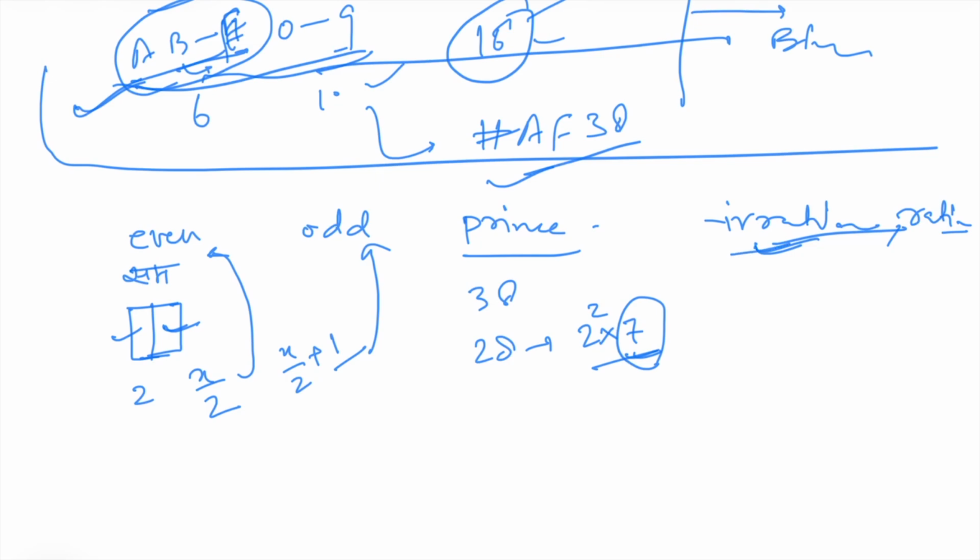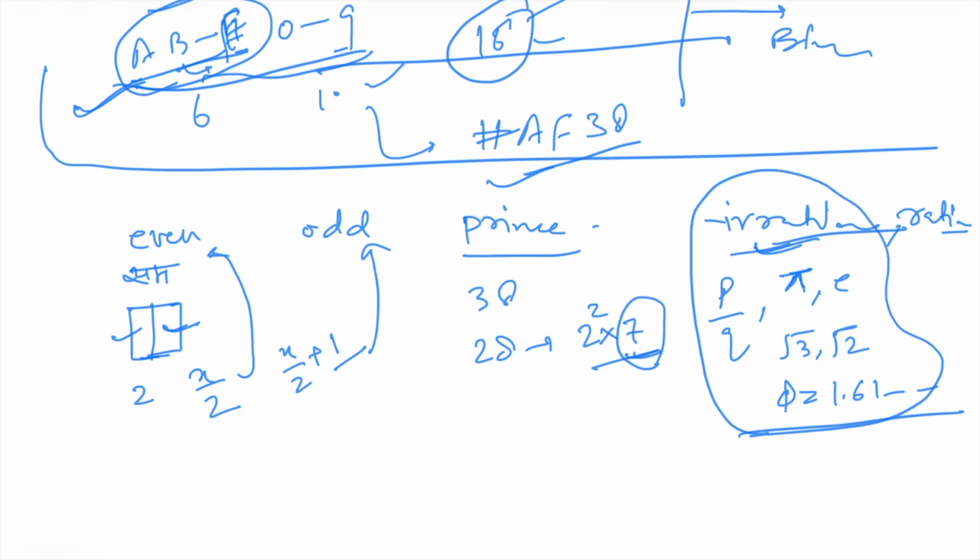So irrational number is nothing but you can't rationalize it, like you can't put it into p by q form, because they have non-repeating and never terminating decimals like pi, e, under root 3, under root 2, golden number like 1.61 dot dot dot. So you can't rationalize it, right? That's why they are irrational numbers. And except all those numbers, the rational ones can be formalized into p by q fraction form.